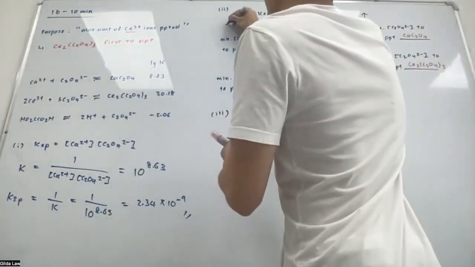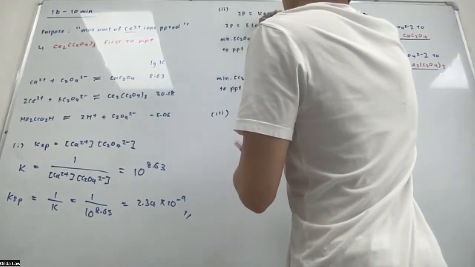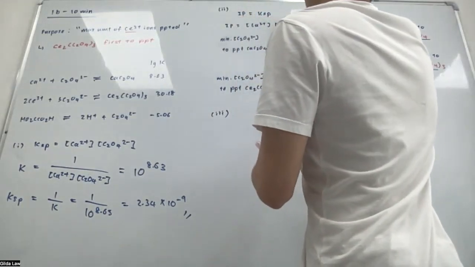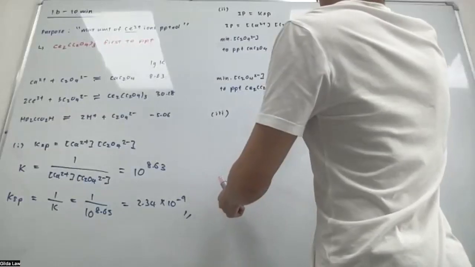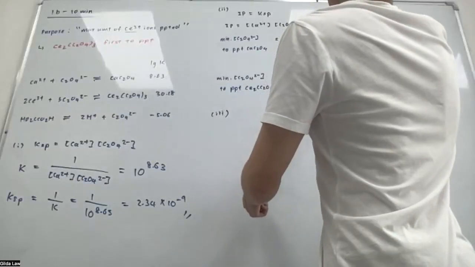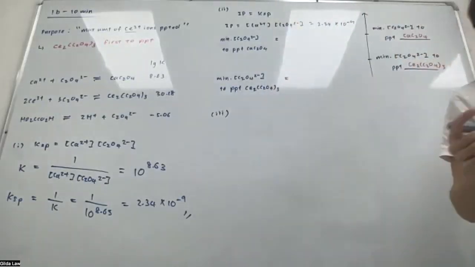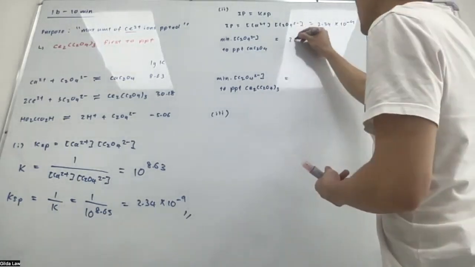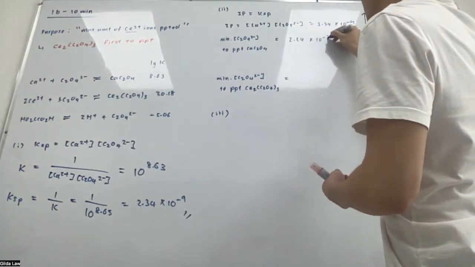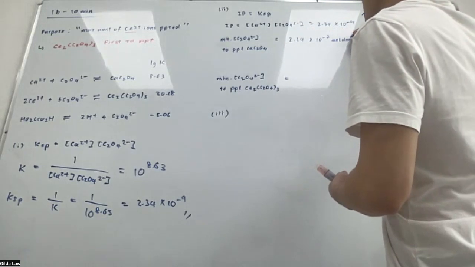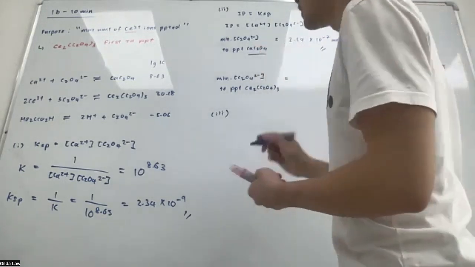So I'm just going to do the first one for calcium, so it's easier to calculate. Then just sub in the KSP value that you found just now. They told you the concentration of calcium 2+. Just divide by 0.01, you can get 10 to the power of -7. So this is the value needed to precipitate the calcium salt.